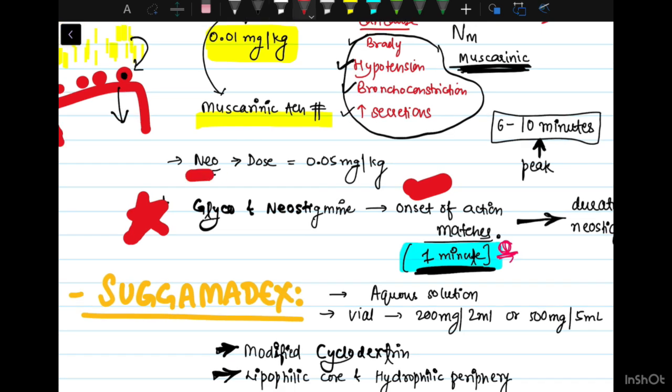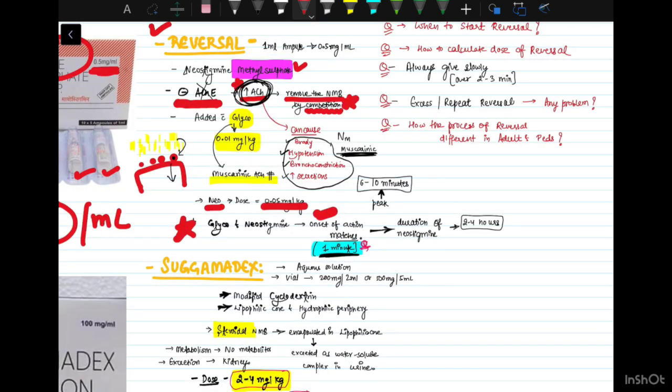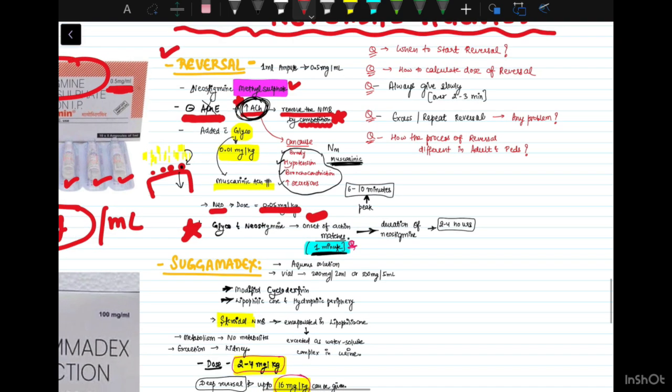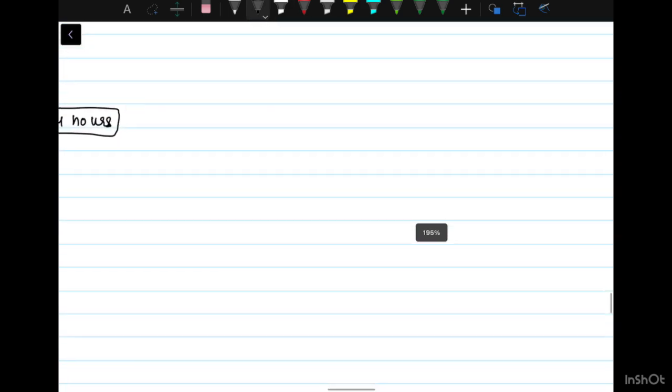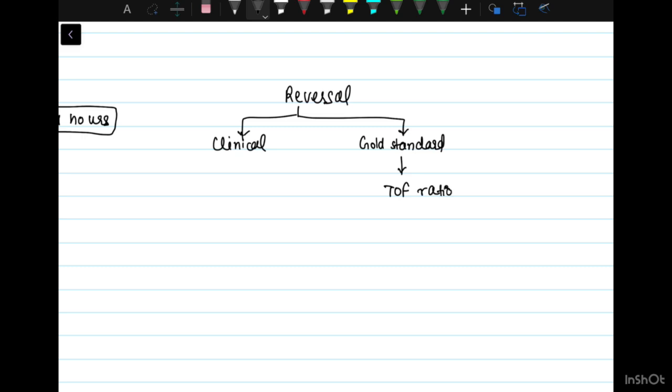The neostigmine, as you can see, is given at a dose of 0.05 mg per kg, or you can say 50 microgram per kg of body weight. But this is the usual dose. That is not necessarily the dose which has to be given. What do you mean by that? The answer is, reversal can be given either by looking at the clinical situations, which we usually do, but the gold standard for starting the reversal is the TOF ratio.